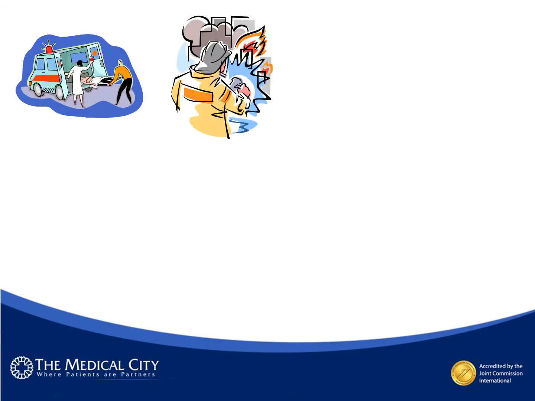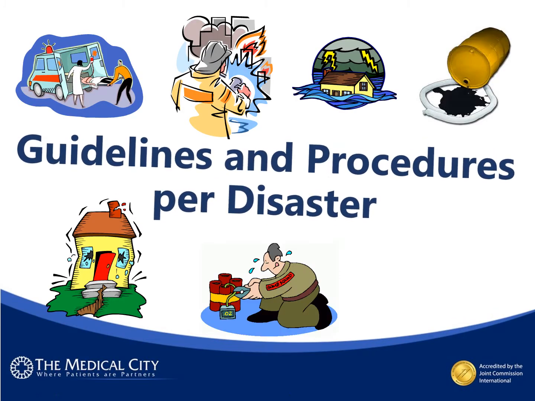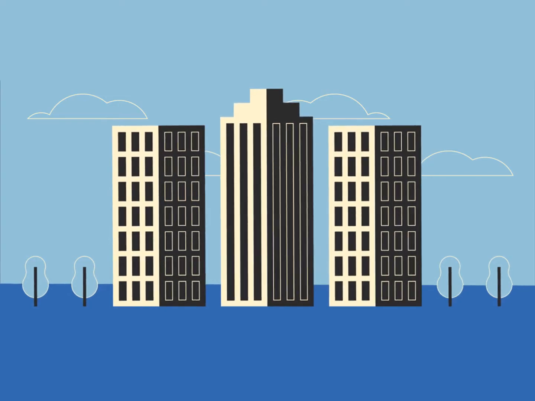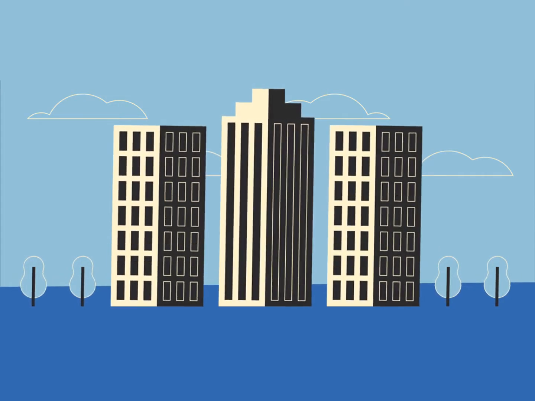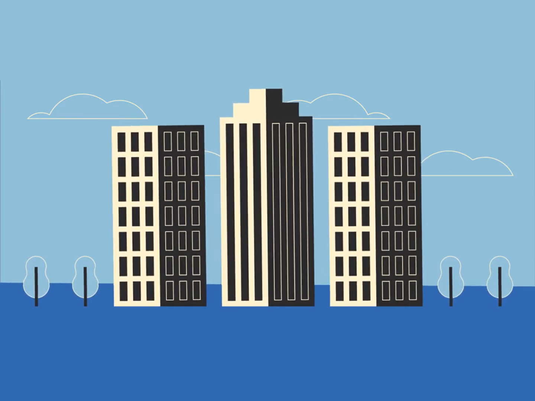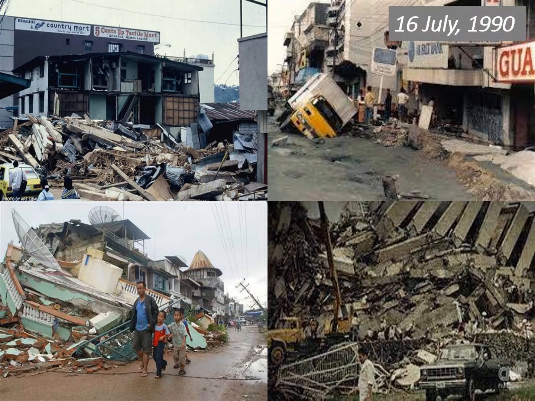The second part of this module is the guidelines and procedures per disaster. First off, the topic is earthquake. Earthquake is a disaster that is almost difficult to predict. It may happen anytime and anywhere. Take for example what happened on 16th of July 1990. A killer quake of various intensities in different locations hit many places in Luzon without warning, which wrought havoc in terms of injuries, loss of lives and destruction of properties.